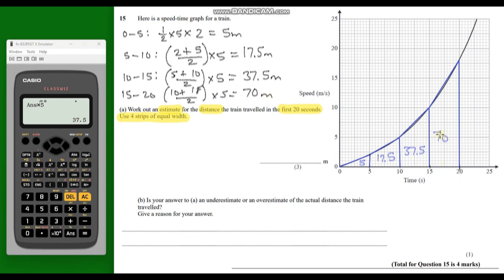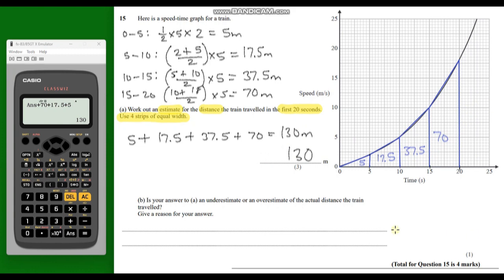So 70. So we just need to sum these together. We're going to do 5 plus 17.5 plus 37.5 plus 70. So let's just add on 70 plus 17.5 plus 5. And we get 130 meters. So we only need to put 130 in here. So that is our answer. That is our estimate for the total distance travelled in the first 20 seconds.